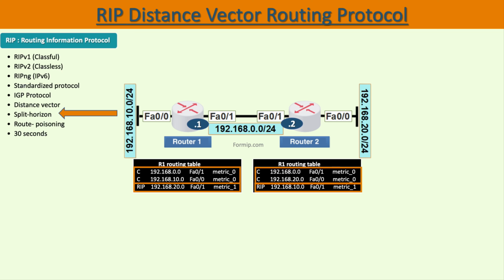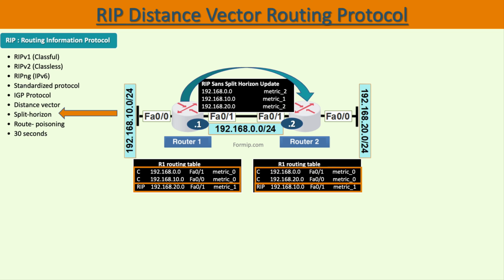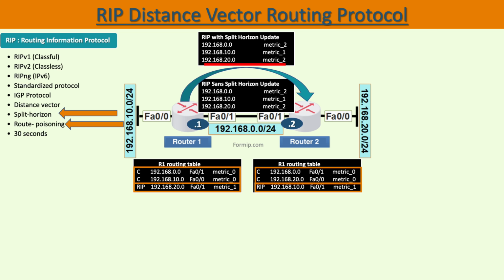A RIP update from router 1 to 2 will include all the networks that router 1 is familiar with, but also the networks that router 2 is already familiar with, since they are directly connected to it. Thanks to the split horizon, it will send only the useful networks, which router 2 needs. Basically, the split horizon makes sure not to transmit unnecessary information to its neighbors. This reduces bandwidth.